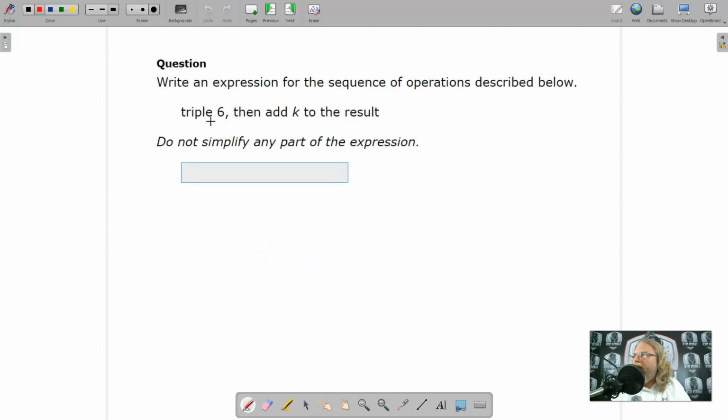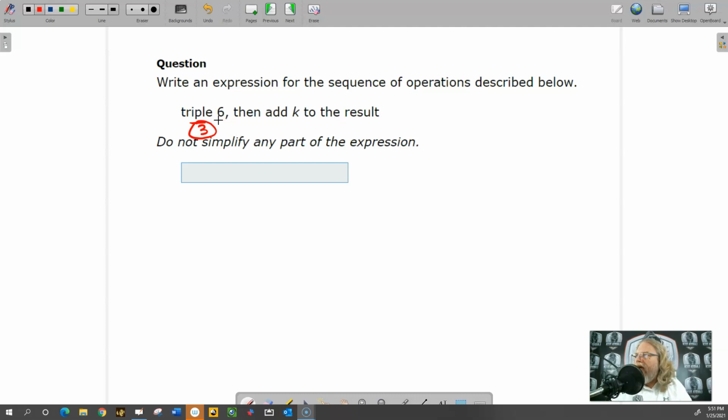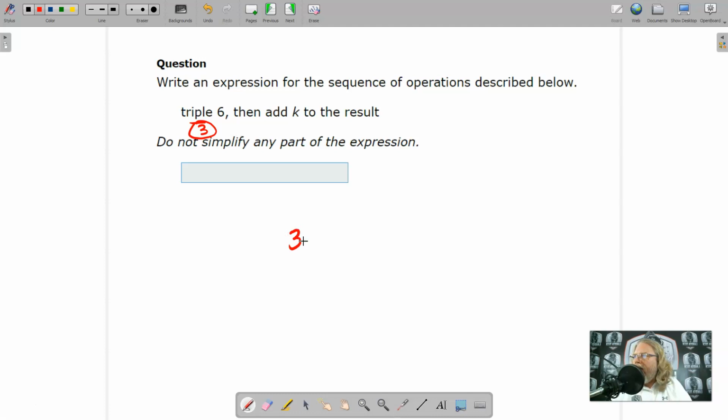Triple 6, so that means multiply by 3, right? We're going to multiply by 3. Then add K to the result. So let's first go ahead and triple 6. So we're going to do 3 times 6. Now, should you write 18?